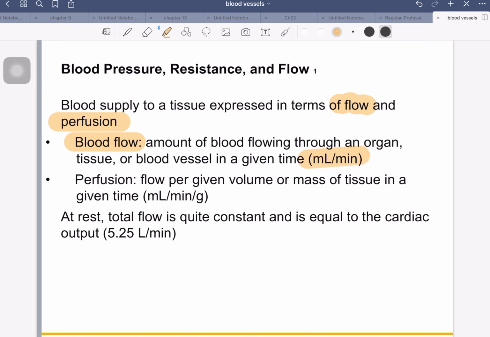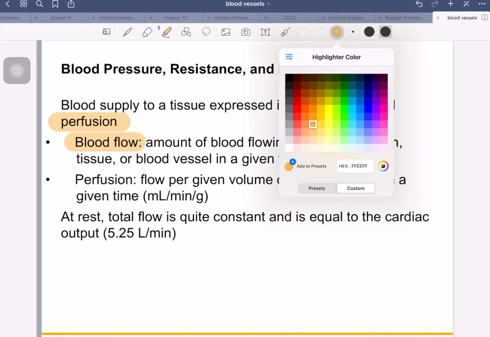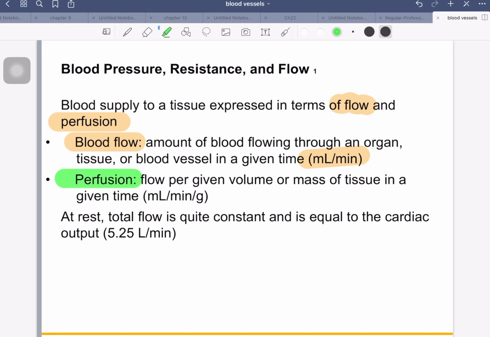Now there's a second term, and this term is perfusion, and it does have a different meaning. At first they seem the same, but there's a key difference. Perfusion is the flow per given volume or mass of tissue in a given amount of time. So look at the units. Once again, we're looking at milliliters per minute per gram. So the concept and the definition of perfusion is much more exacting. Now at rest, total volume is quite constant and is really equal to the cardiac output of that moment.